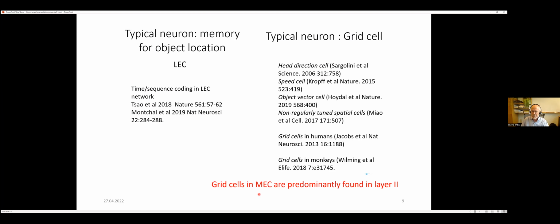Now let's focus on the grid cells, because when we discovered the grid cells, it was clear that they're predominantly found in layer 2 of the medial entorhinal cortex. So therefore, my group started to look at the networks of layer 2, trying to explain why we find grid cells in layer 2 of the medial entorhinal cortex.